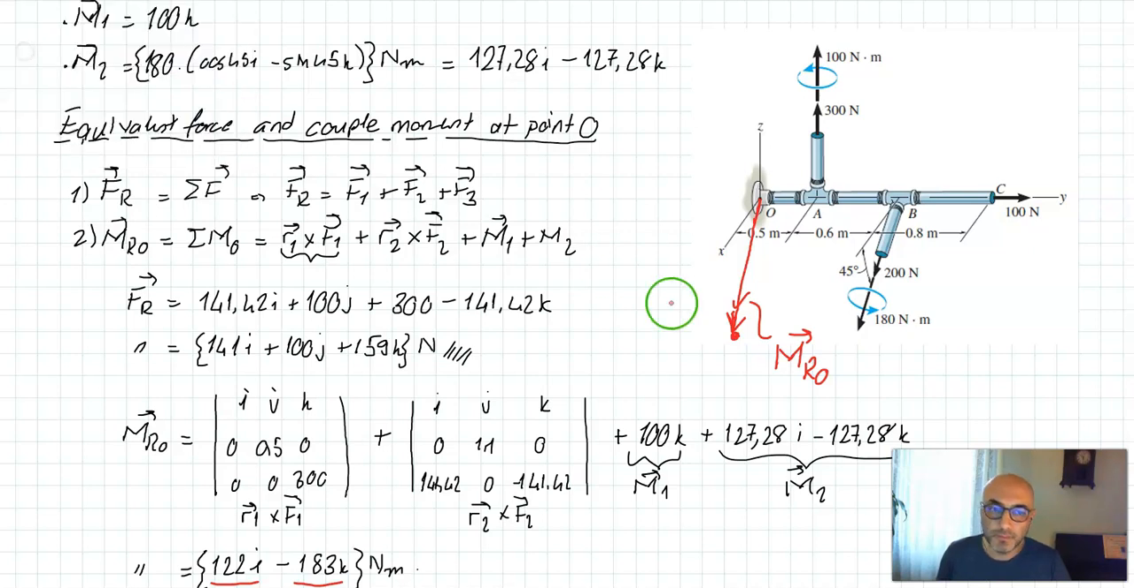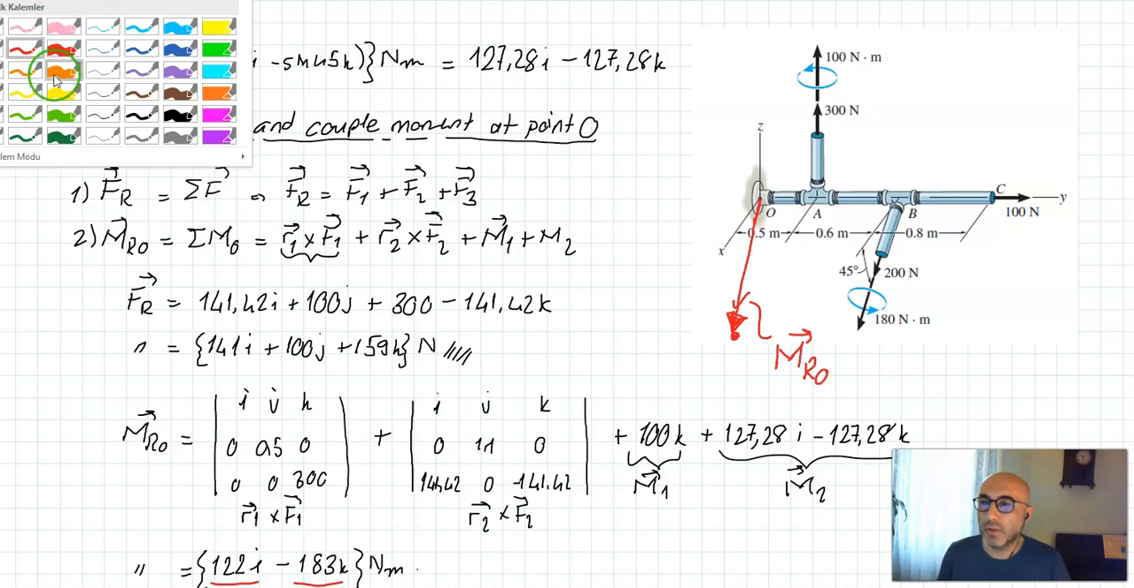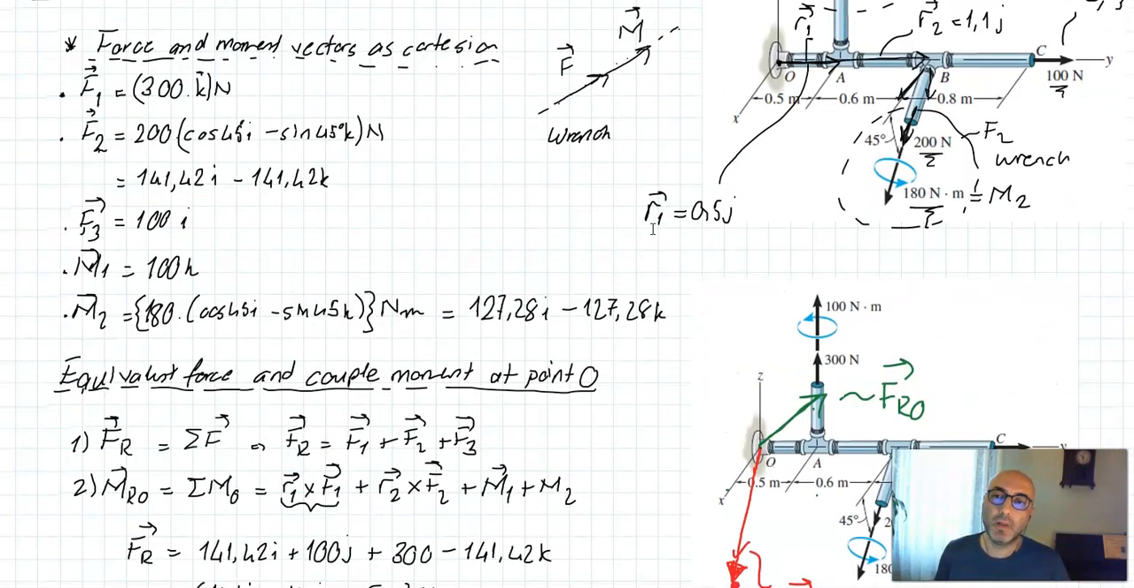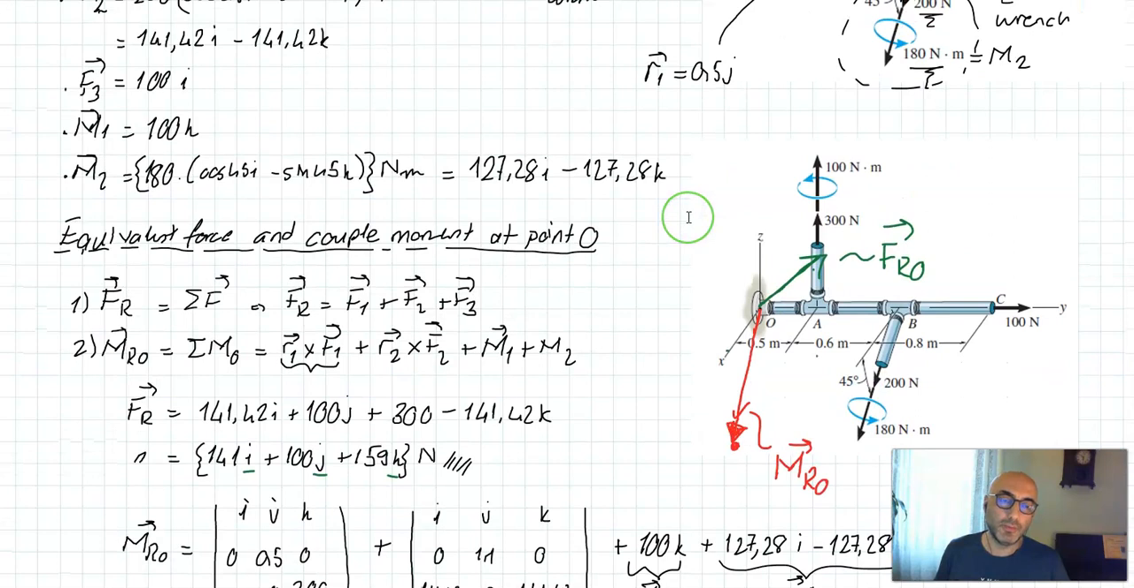And for the force vector, let's draw that force vector with a different color. Let's say green, and it lies on the I component, J component, K component, something like that. Okay, so that's my FR vector. So this blue vector and red vector are my equivalent force and couple moment at point O. Okay, so this concludes the solution of this problem. Thanks for listening.